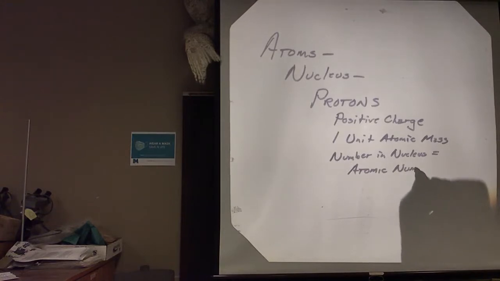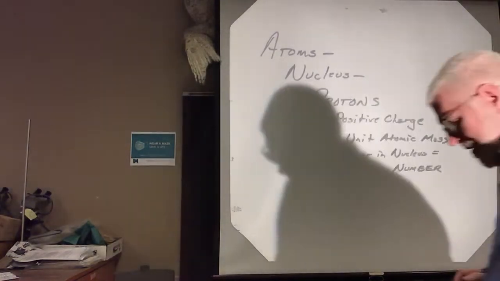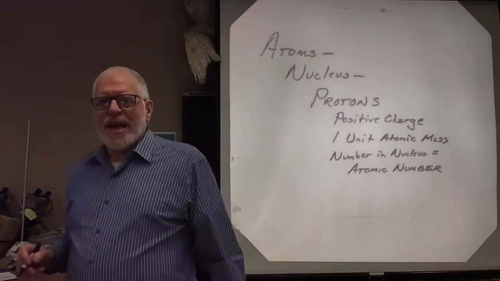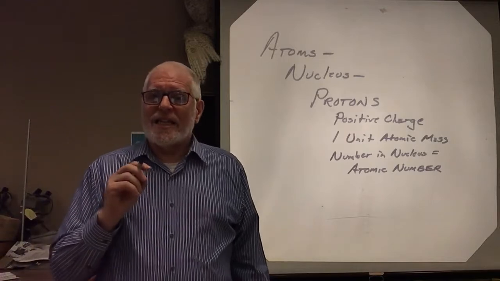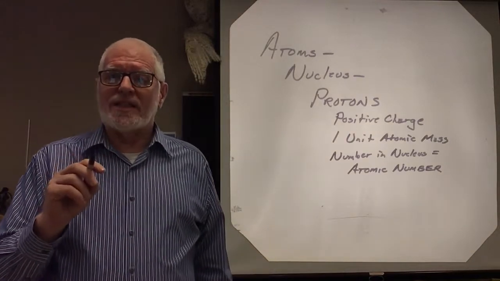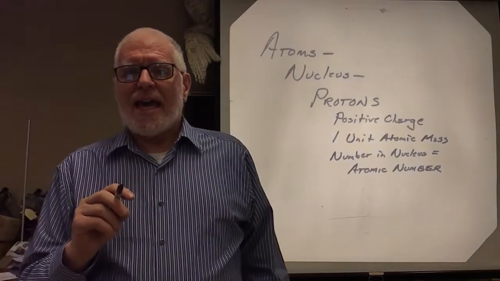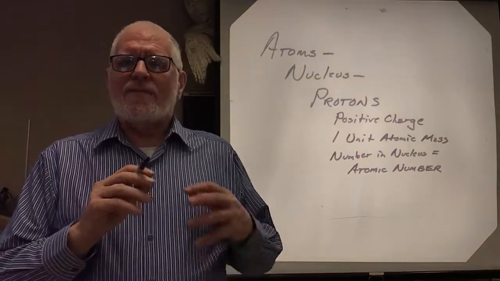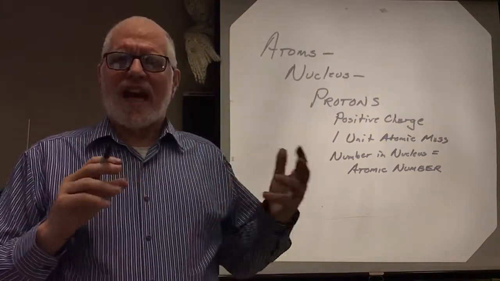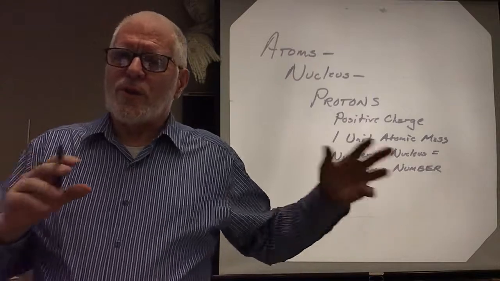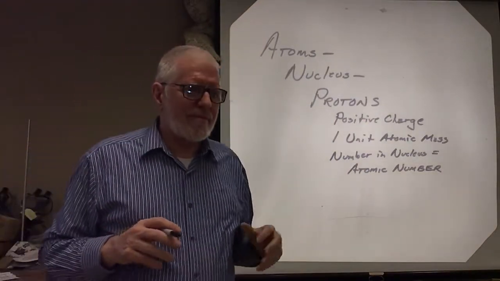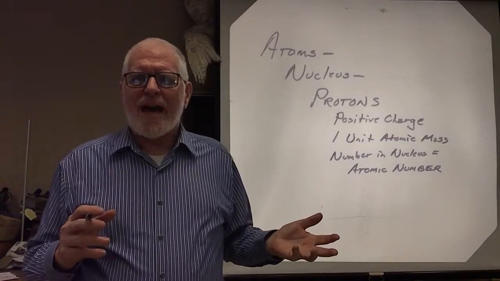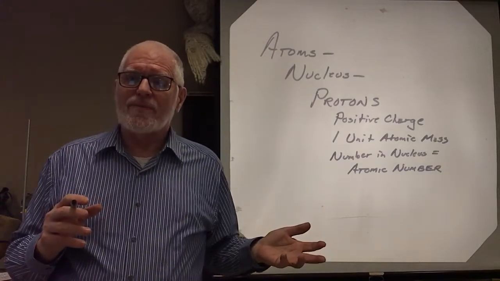Eventually, they discovered that what makes an element is how many protons are in there. Every element has its own unique number of protons in the nucleus. And it gave them a way of assigning structure to all of the elements. So they have an atomic number.